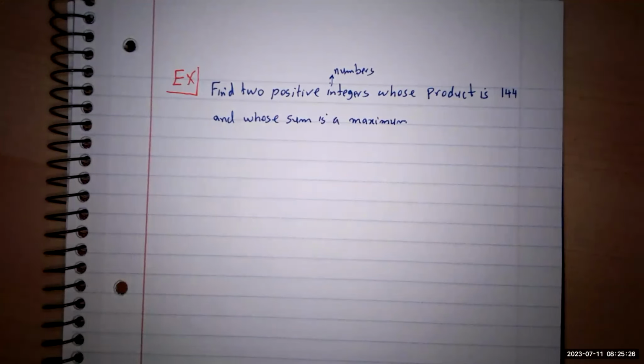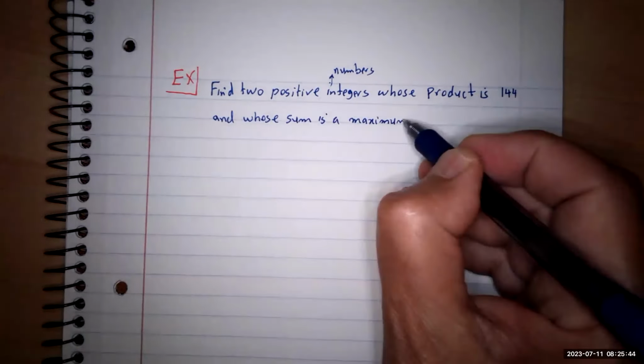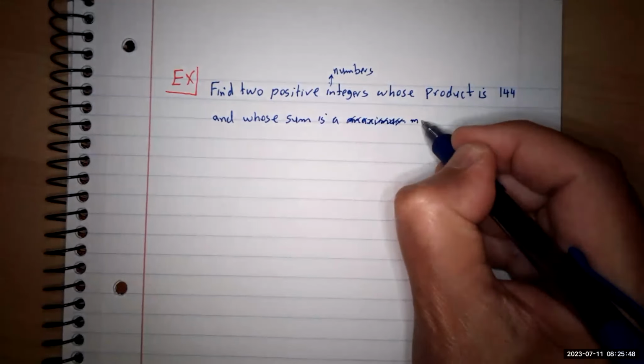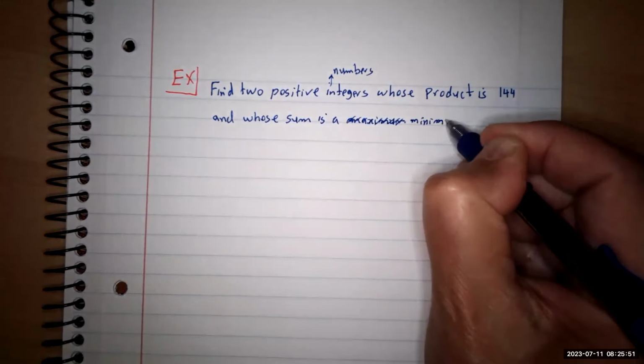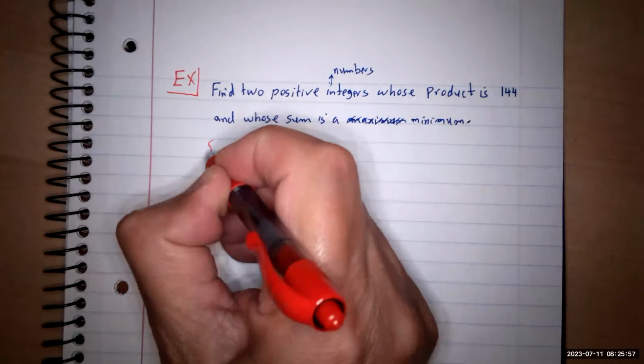So you have to change it to the symbolic form. You are looking for two numbers. You can call them X and Y. The product is already given as 144, and you want to minimize the sum. Sorry, this is a minimum, not a maximum. So this is how we're going to set up this problem. Solution.